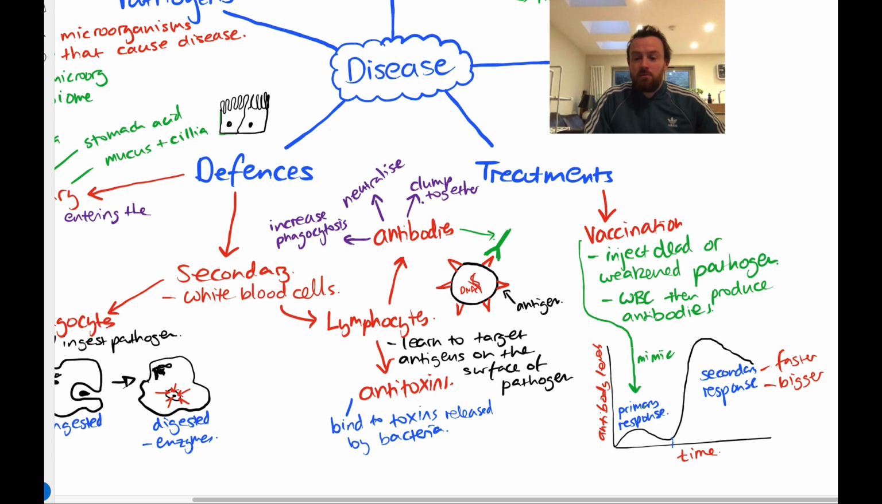Vaccination mimics the primary response so that people don't get sick, because they've already had the ability to produce some antibodies, and the next time they get sick, it's a really big response. Some vaccines, remember, need 2 doses to really make sure that the secondary response is perfected. Okay, other treatments, we've got medicines. Vaccination is great because it's prevention.